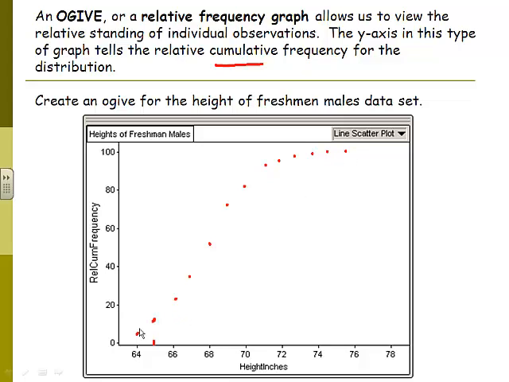So then what you would do is connect the dots, and what this does is allow us to look at the relative standing, the cumulative frequency as it goes up. So you can see it starts at 3%, and then as it goes up, eventually it gets to 100% because it has to add up to 100. The name of this is an ogive, and we're going to make one of these in class tomorrow, so you need to know how to do it.